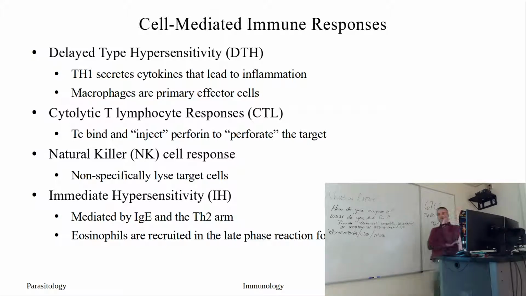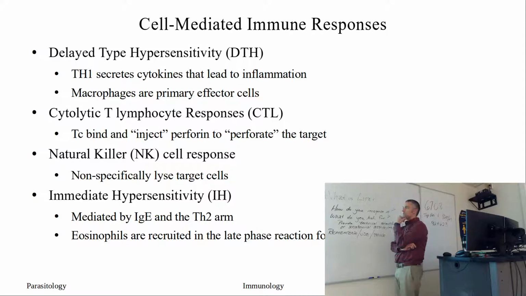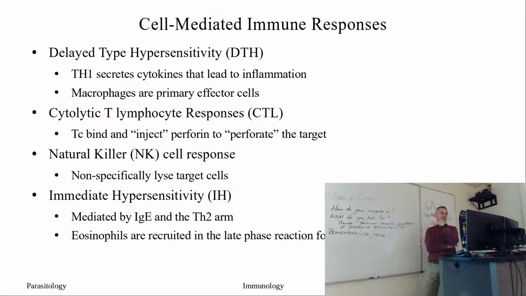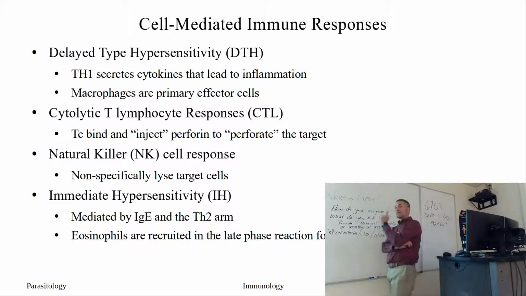There are things, though, that we will see manifest in our host. So one is delayed type hypersensitivity responses. These are responses where the Th1 secretes cytokines that lead to inflammation, and that inflammation then draws in macrophages. This could be a benefit for the parasite, especially if the parasite infects those macrophages. So it's like, hey, it's using our own body to get the cells that it needs.